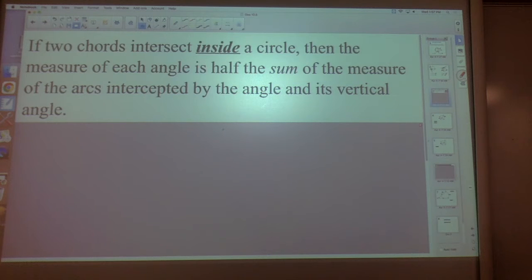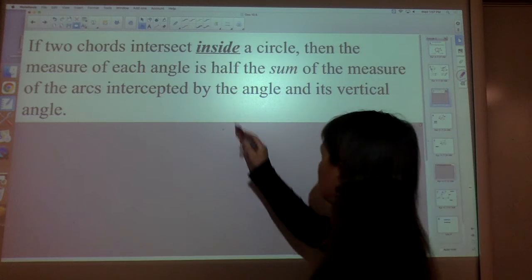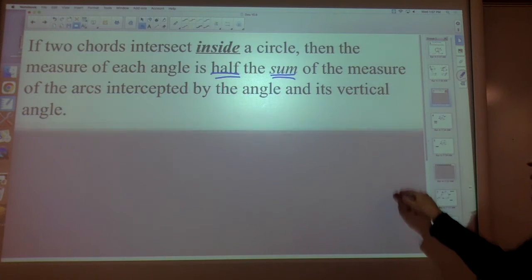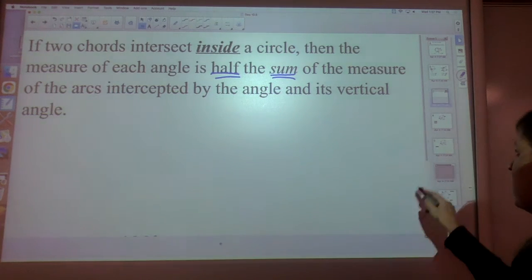All right, unpause. If two chords intersect inside a circle, so they're basically going to cross inside the circle, then the measure of each angle is half each angle. Talking about the angles, not the arc. And you have to cut it in half. Half the sum, so we're going to do a little adding, of the measures of the arcs intercepted by the angle and its vertical angle.